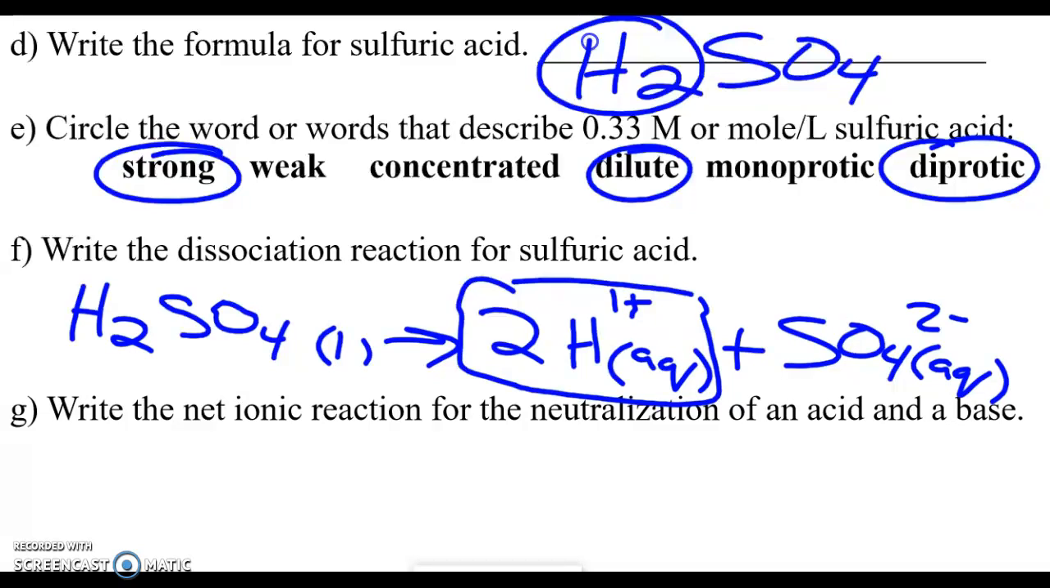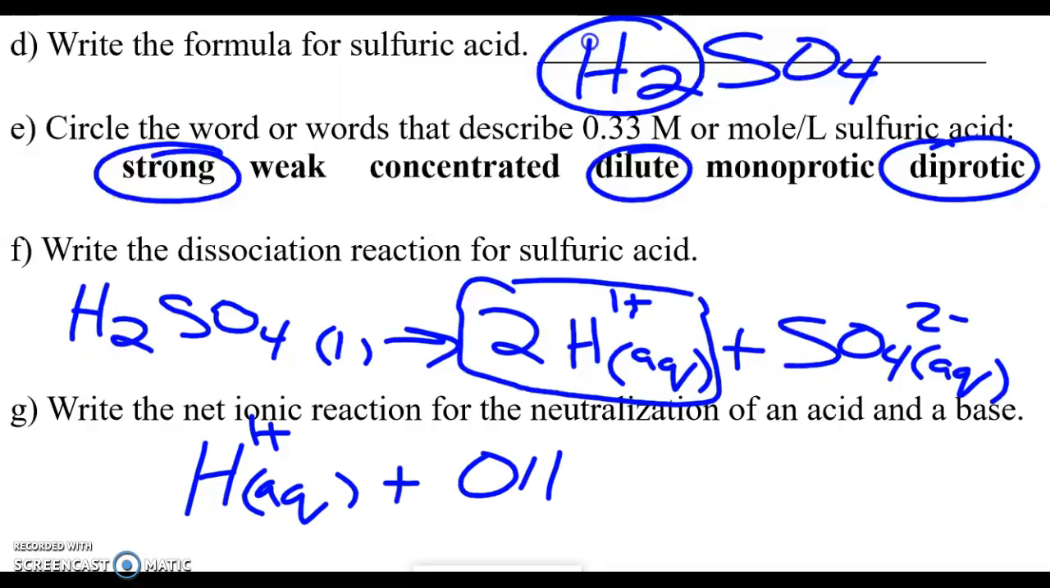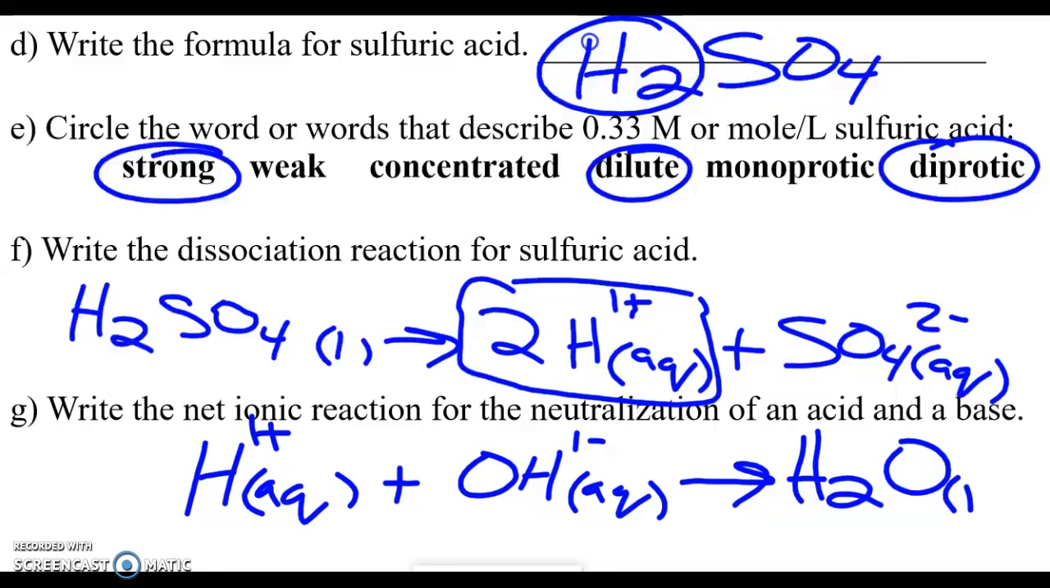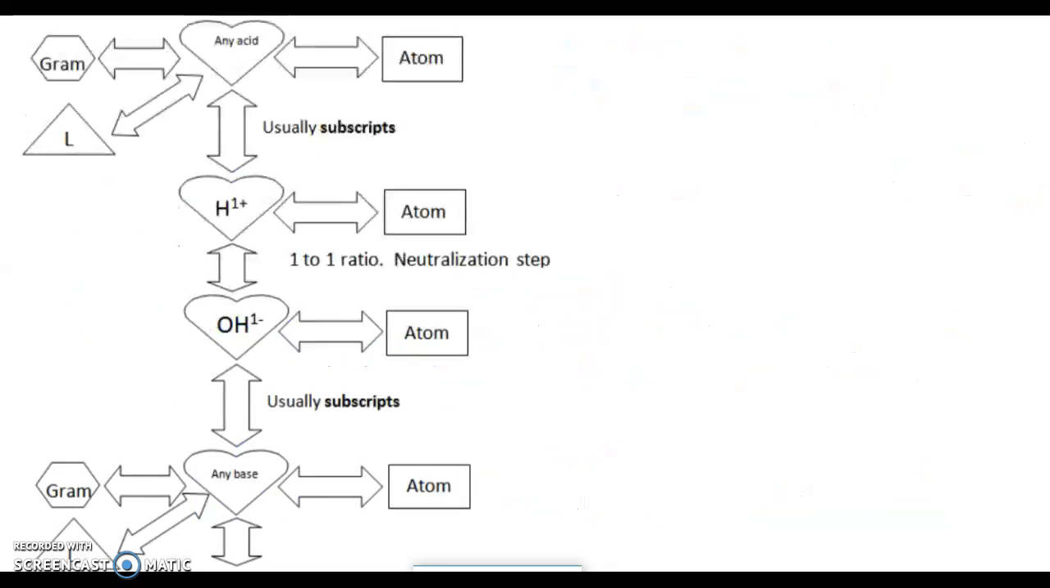G, write the net ionic reaction for neutralization of an acid and a base. This is what we use to represent an acid. Aqueous. Plus what we use to represent a base in most instances. Aqueous. And when the two come together, we call that a neutralization, and they make liquid water. This is on your cover. You will need your cover for solving the problems.